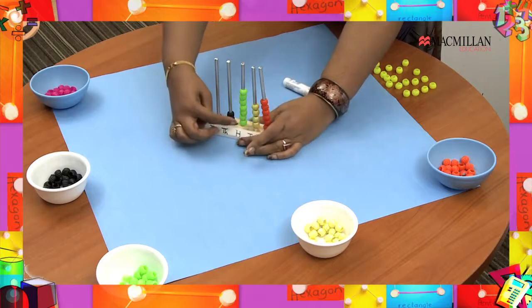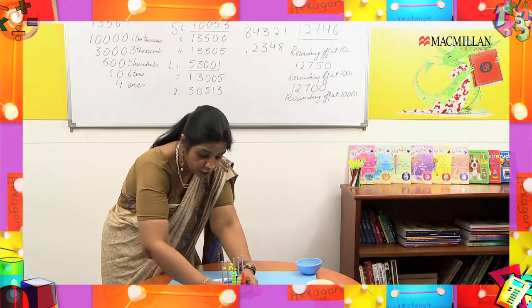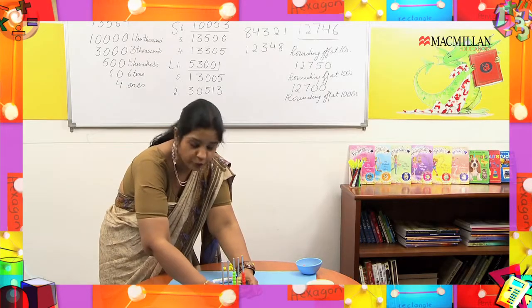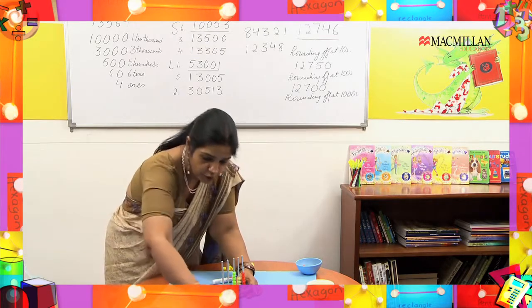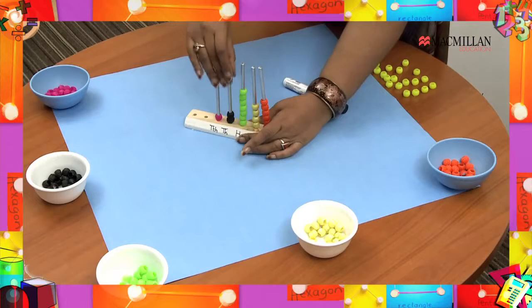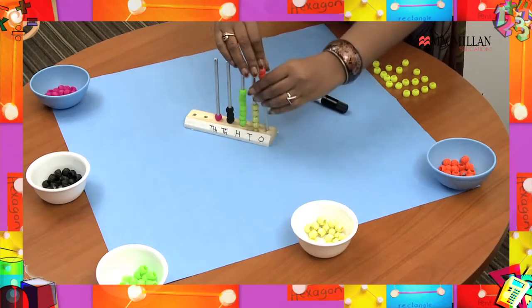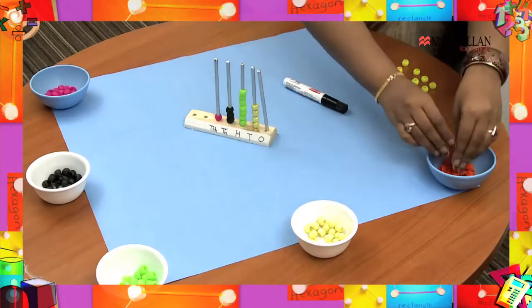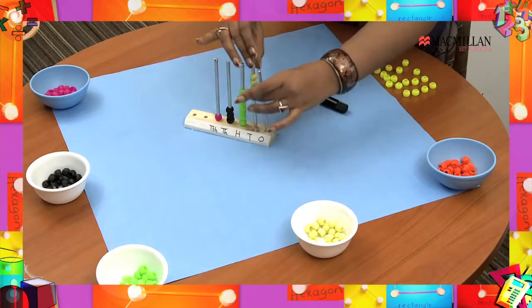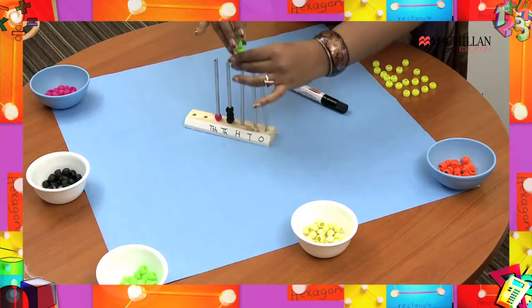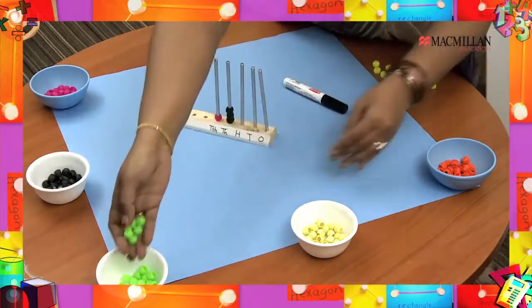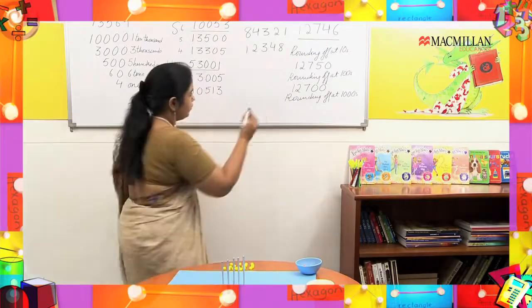And what is the rule? That if the number on the left is 5 or more, we add 1 to the position we are rounding off. So I will add one more bead here, and we round off to get 13,000.